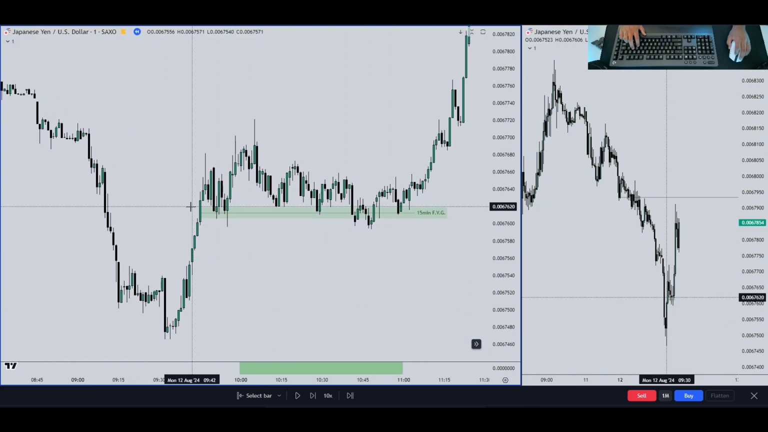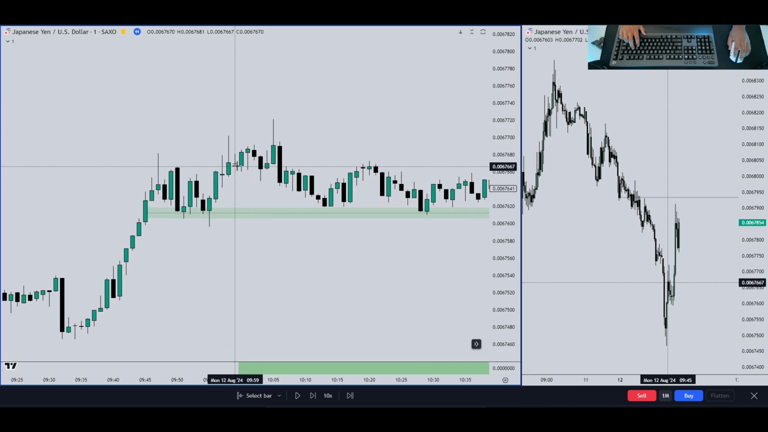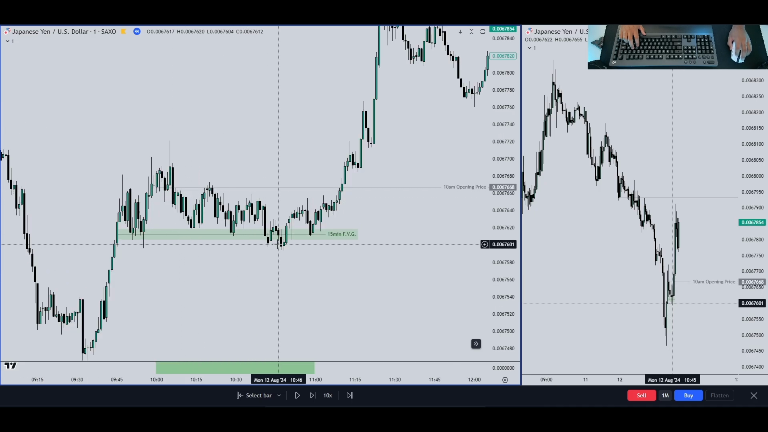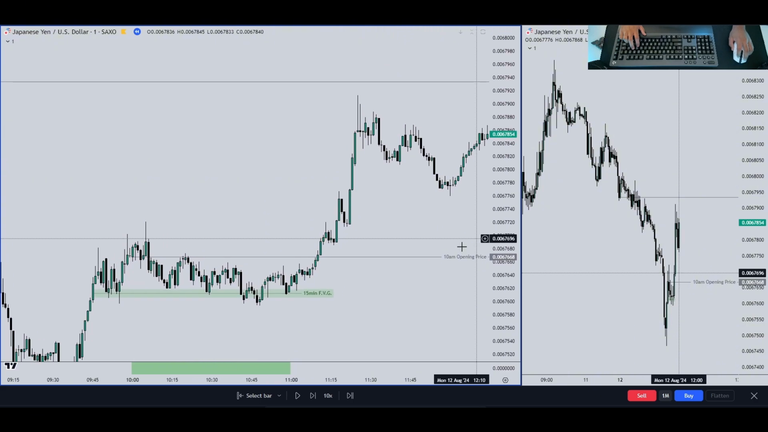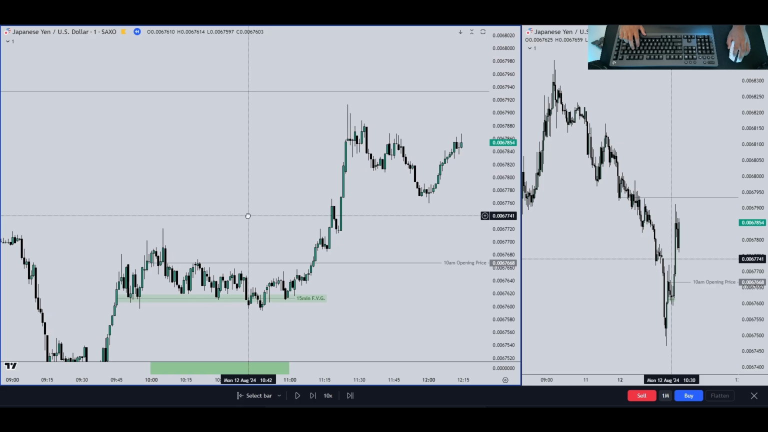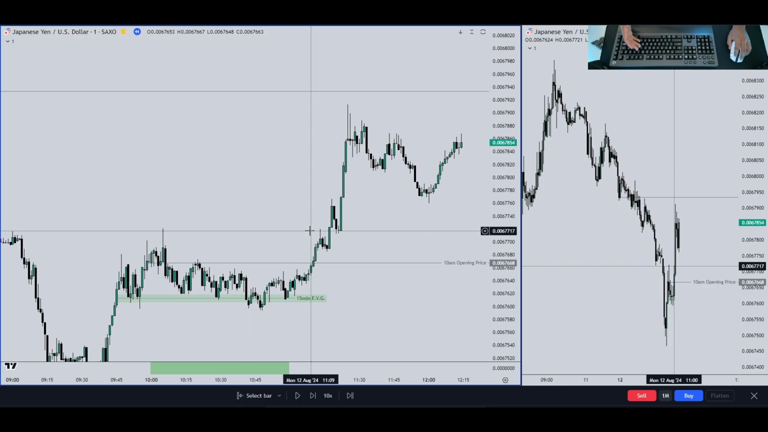And I'm going to mark the 10 a.m. opening price, which is going to be right here. Now, one thing I do like is how we were below the 10 a.m. opening price before going any higher. Because like I always say, if you can get a double discount or a double premium, that just gives you extra confidence in your trade, especially in the direction that you're looking towards.